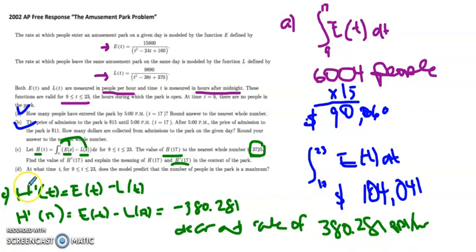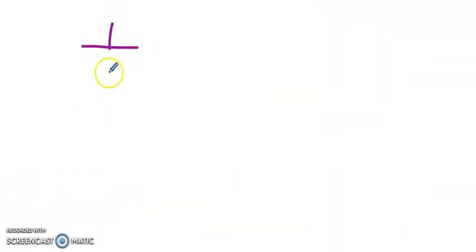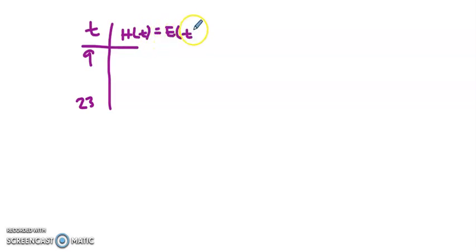All right, the last part of this problem, we've done part C. The last part of the problem says, at what time does the model predict that the number of people in the park is at a maximum? So this is an optimization problem here. And what we need is a little chart of values. We need time equals 9 a.m., time equals 11 p.m., and then we're trying to find the number of people in the park. So the number of people in the park is our H of t, which if you recall was E of t.